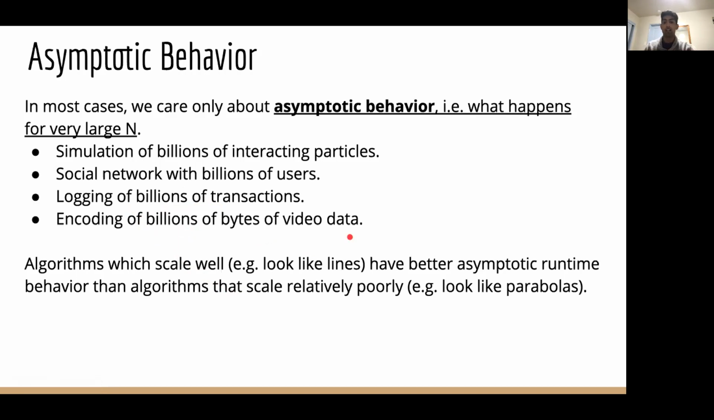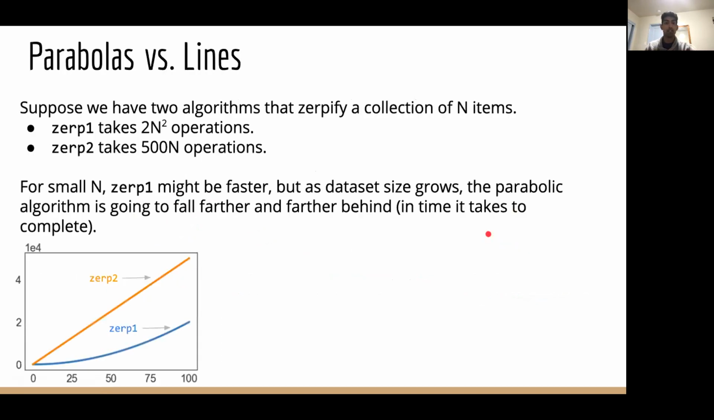So let's go back to the lines versus parabolas question. Suppose that we have two algorithms that zerpify a collection of n items. We've purposely said zerpify because who cares what zerpifying is? They just do something called zerpifying. It doesn't really matter. We have one called zerp1 and zerp2. Zerp1 takes 2 times n squared operations. Zerp2 takes 500 times n operations.